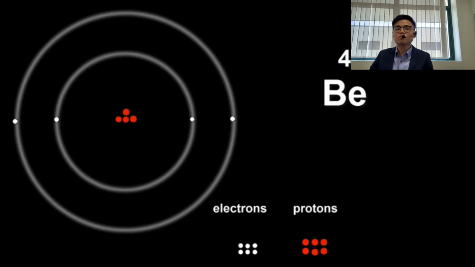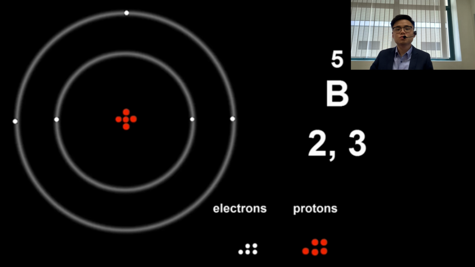Next atom is number 5, boron. It has 5 protons and 5 electrons. 2 electrons in the first shell and 3 electrons in the second shell, and the electron configuration is 2, 3. Then number 6, carbon. It has 6 protons and 6 electrons. Its electron configuration is 2, 4.